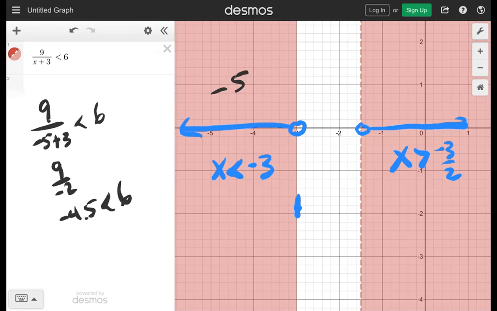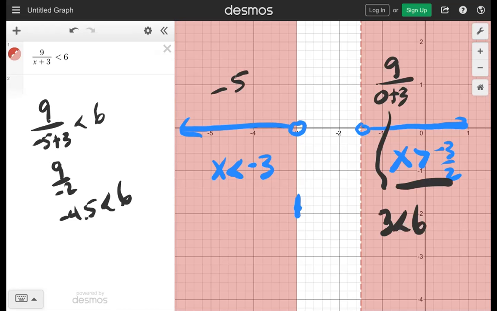Okay. Let's try another number. Give me a number that's bigger than 3 over 2. 0. Okay. 9 over 0 plus 3 is 3. Is 3 less than 6? Yes. So we can kind of check our answers too. Now, Jackson picked 0. I like that because the 0 is easy to check. Negative 5 was pretty easy to check also. Okay. So we still have to interpret what the graph is telling us.